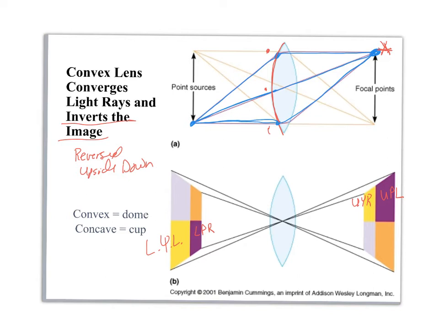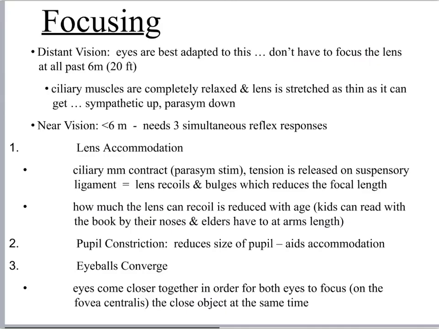All right, let's talk about how we're going to focus next. My notes slide, memorize it. Distant vision versus near vision. Distant vision is what our eyes are actually adapted to. Theoretically, if your eyeball is the right shape, you don't have to focus your lens to see. The ciliary muscles are completely relaxed. The lens is stretched as thin as it can get, and you can just see far away.